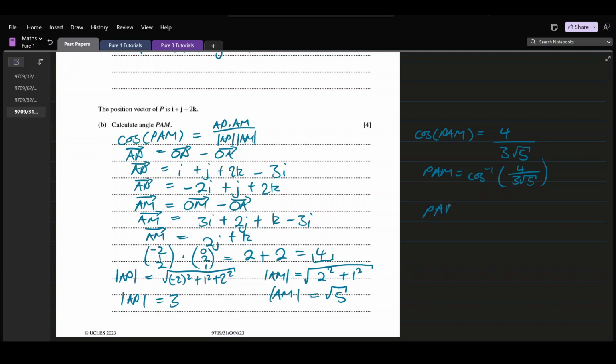So PAM is therefore equal to arc cos of 4 over 3 root 5, and this gives us 0.932 radians. You can also give your answer in degrees since they haven't specified the measurement for the angle.